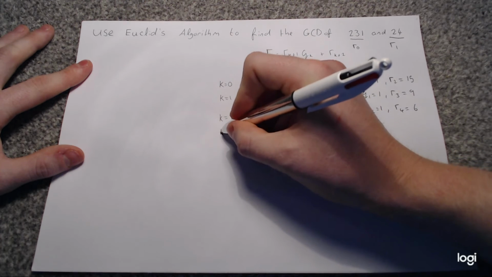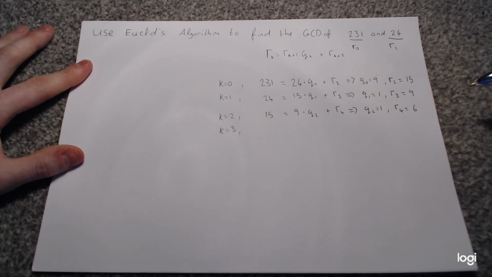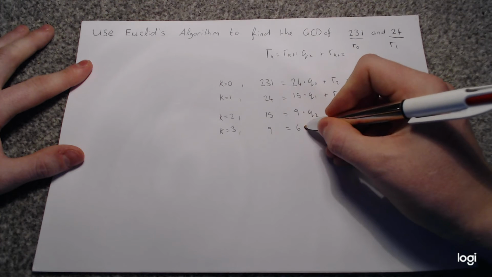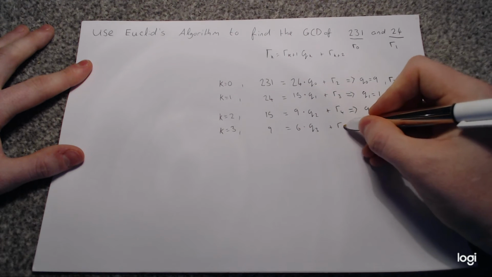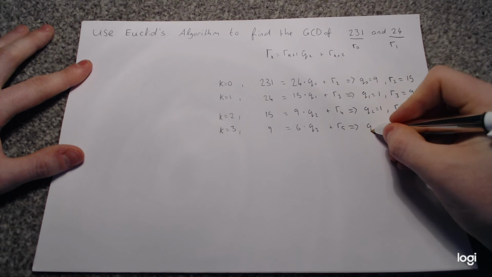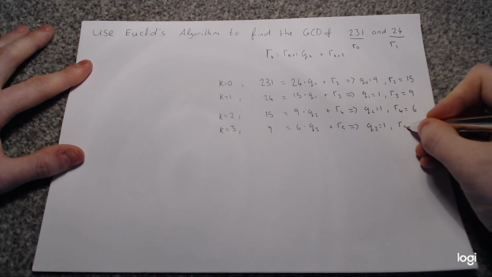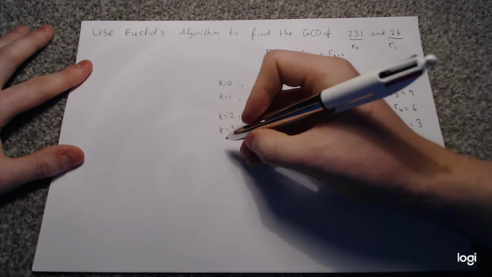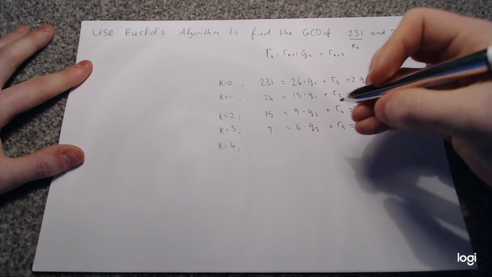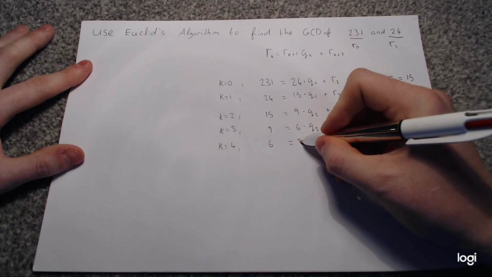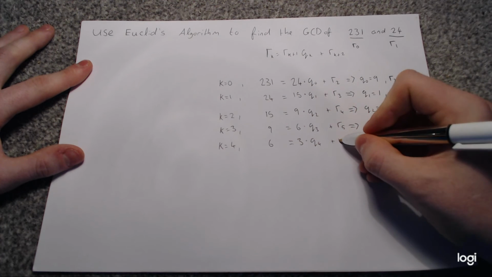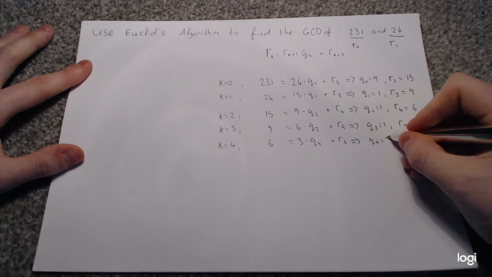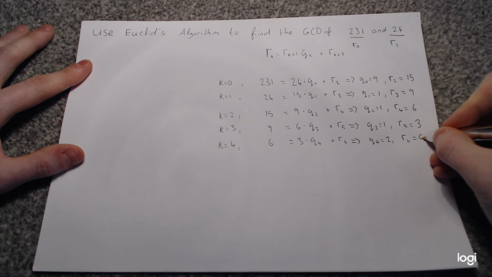So we're going to keep going. Case 3, I'll speed up a little bit now. So r3 and r4 are here. We've got 9 and 6. So 9 is 6 times q3 plus r5, which is going to give us q3 is 1 yet again. That's not a problem. And r5 is 3. Alright, so now we've got k is 4. Nearly done. We've got 6 equals 3 times q4 plus r6. Hopefully you can see that the quotient in this case, q4, would be 2, and we'd have r6 is 0.